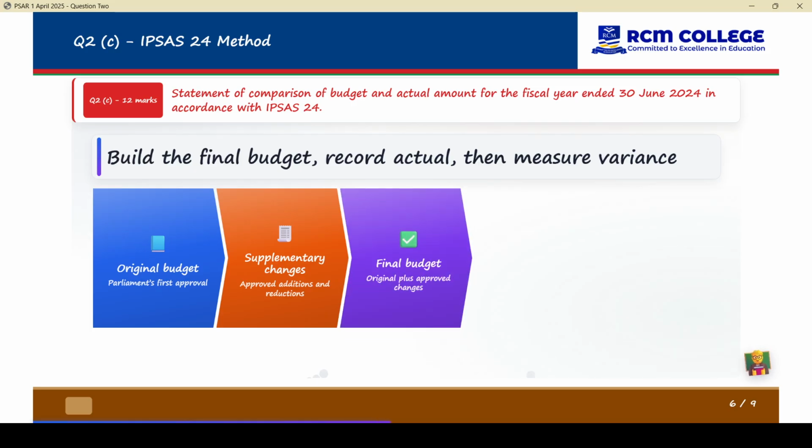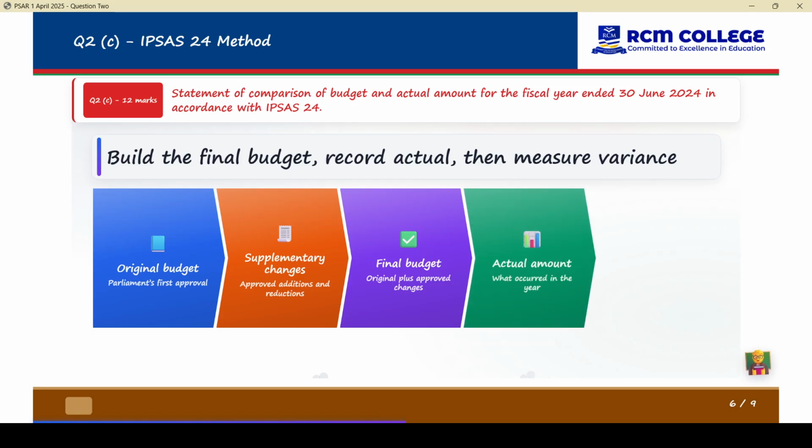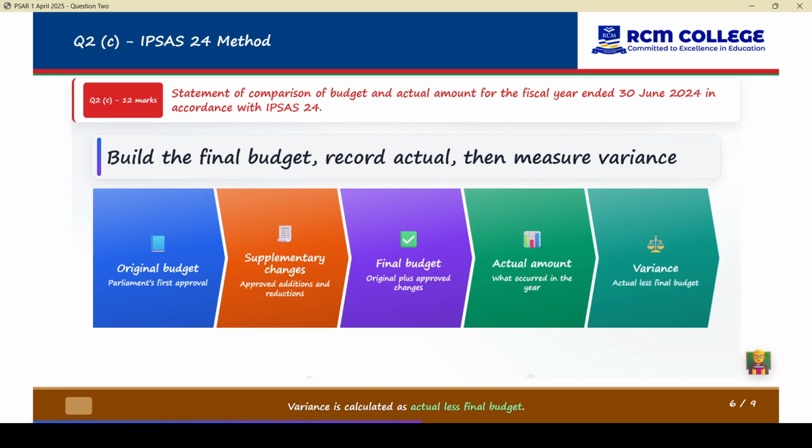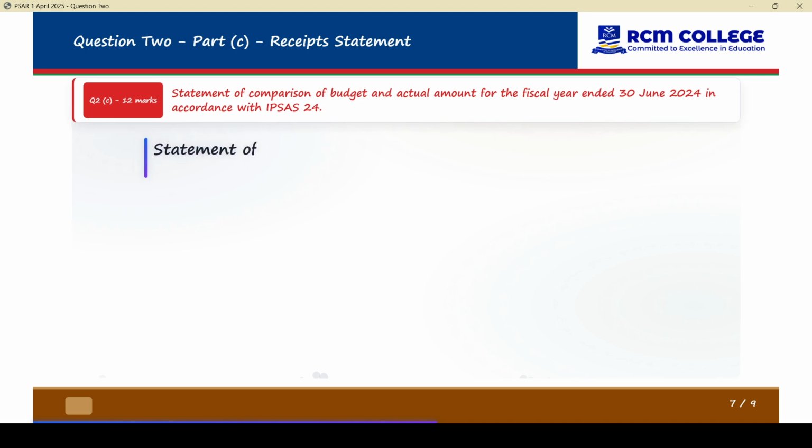Then after that, the original plus or minus the supplementary changes, we get the final budget. Final budget is the original budget plus any supplementary changes. And thereafter, the actual amounts is mostly the figures we normally pick from the cash flow, and it's what we pay during the year. Okay. And then the variance. The variance is you take the final budget and then you less the actual, and you get the variance.